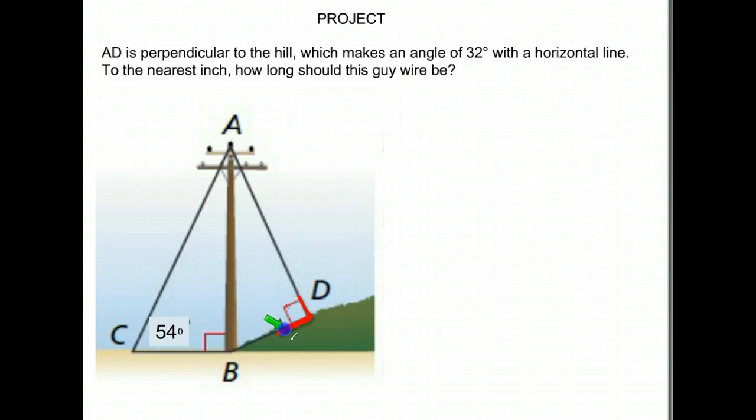Now, what they mean by that is that our hill makes an angle of 32 degrees with the flat ground here. So this angle right here is 32 degrees. That is what they are saying. To the nearest inch, how long should the guy wire be? Now, what's the guy wire? On this side, the guy wire here from A to D. That's what they're asking for.